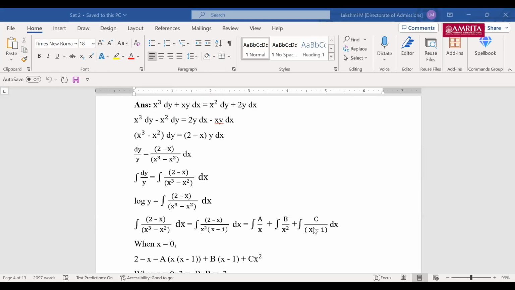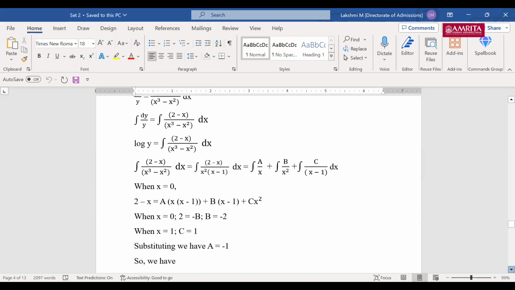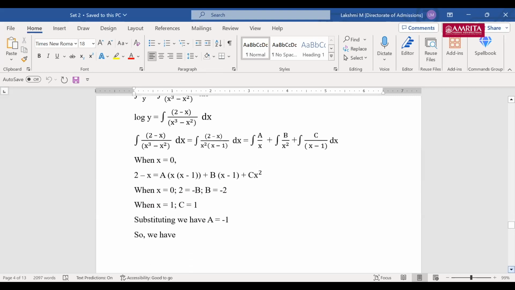We know the form, right? Integral of a by x plus b by x square plus c by x minus 1. So you need to use this form. So, integral of (2 minus x) by x square into (x minus 1). We need to solve this in the form of a by x, b by x square, and c by x minus 1. Because when you are solving it, it's going to be in the form of c by (x minus 1), so you need to have that c term also here to solve it. So this will be integral of a by x plus b by x square plus c by x minus 1.